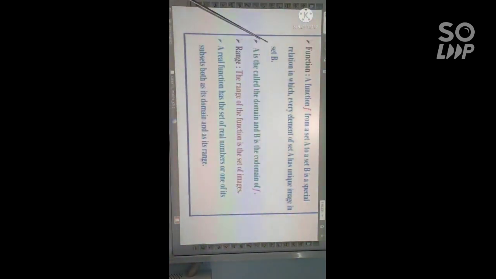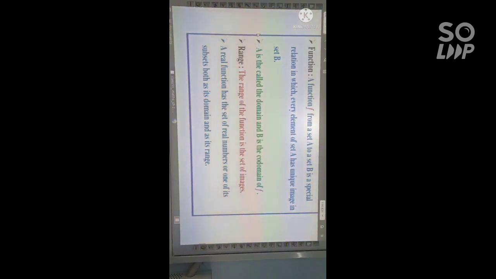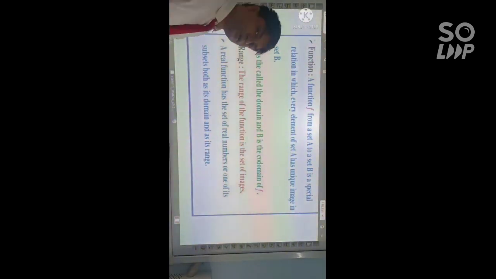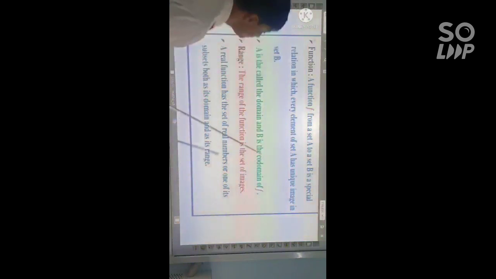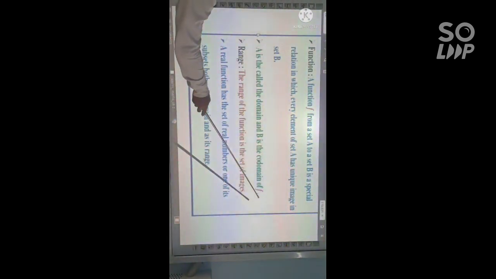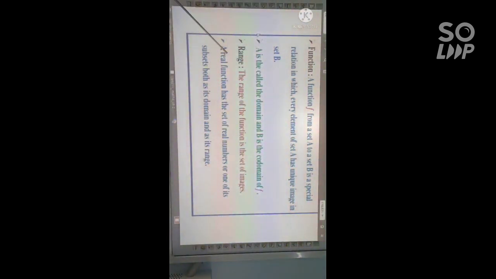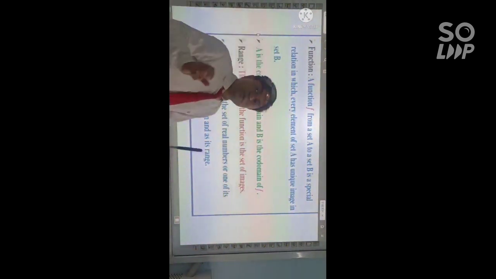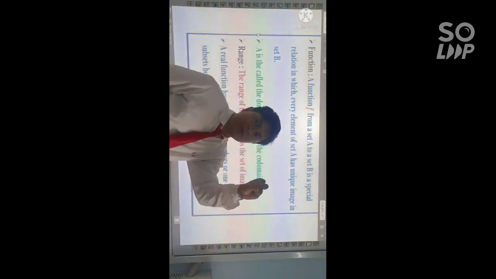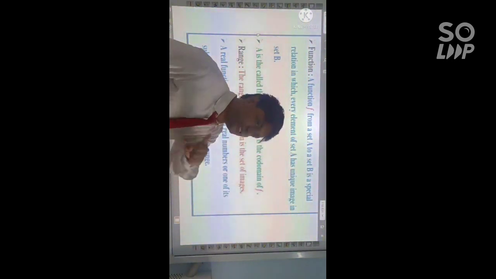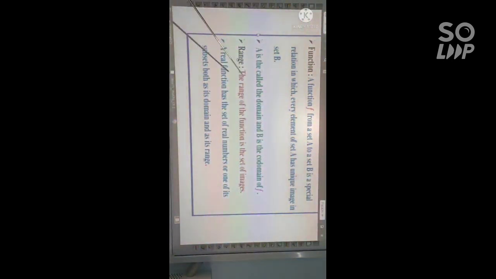A is called the domain. The first value in the ordered pair we always call the domain, and the second value in the ordered pair is always called the codomain. So B is the codomain of f. What is the meaning of range? If we put the value of x, then we find the value of y. Then all the values of y are called the range. So the range of the function is the set of images.